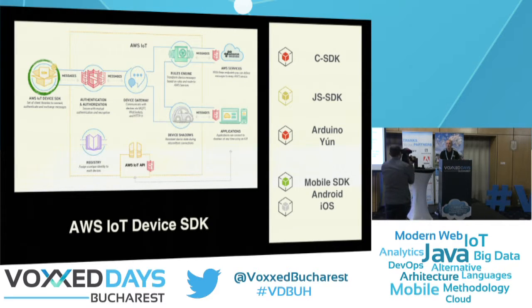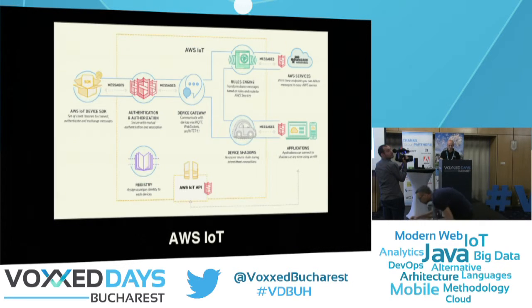And then finally, we have an SDK. For devices themselves, we have a C SDK because C is still very popular for devices. We have a JavaScript SDK, and if you're Arduino fans, an Arduino SDK. So that's in a nutshell, AWS IoT.